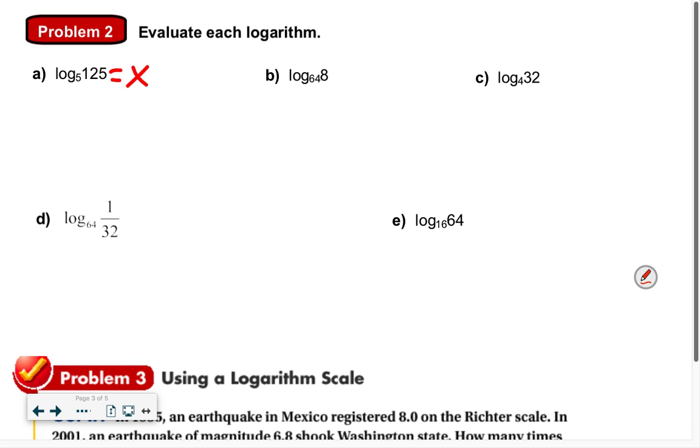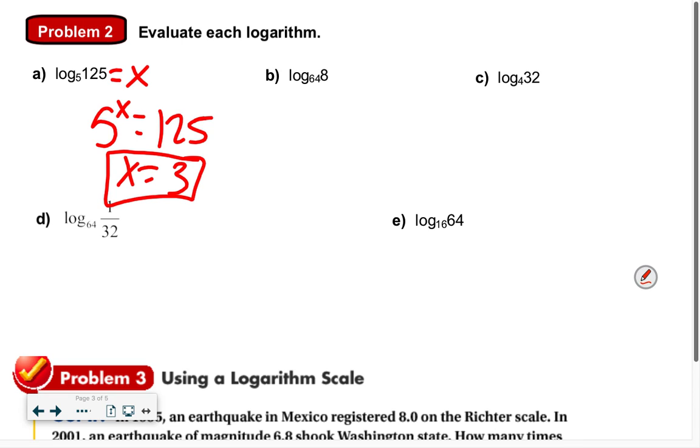So we need to figure out what the log base 5 of 125 is. Okay? So how would I rewrite that if I have my equals x? 5 to the x power equals what? 125. Does everybody agree with that? Okay. So what would my x have to be? Sure. What's 5 to the 3rd power? 125. So does it work? Yeah. Okay.